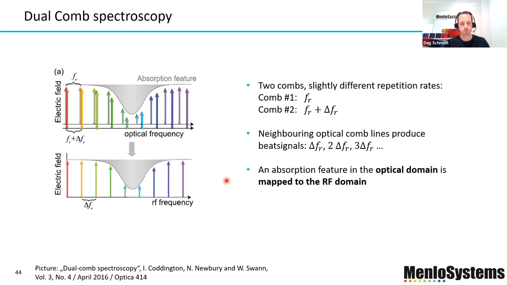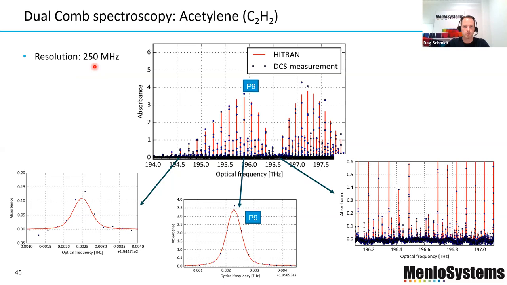And to show you an exemplary measurement of what can be done with this, with a resolution of, in this case, 250 megahertz, here's an exemplary measurement of acetylene. And you can see here, you can really resolve all the peaks, also the tiny peaks here. P9 is a very big peak. The blue dots are the dual comb spectroscopy measurement points, and the red lines are the HITRAN database. And even here down in this forest of peaks, if you zoom in, you can resolve all these peaks. Yeah, and this is a really, really fast and very nice way to do molecular spectroscopy.